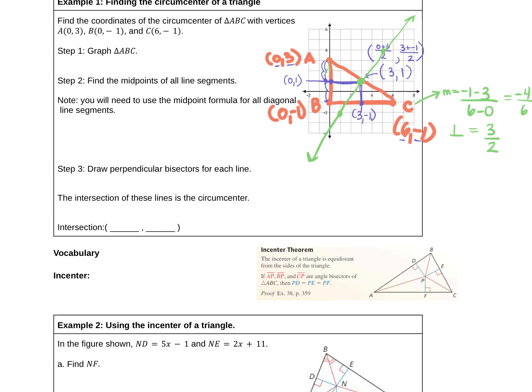So we would say, draw the perpendicular bisectors. The intersection of these lines is the circumcenter. So our intersection is the midpoint of the hypotenuse. Your goal is just to find the midpoints and draw the perpendicular bisectors. You might need slope if you have a diagonal one. And then wherever they intersect, that's your circumcenter. Does that make sense?